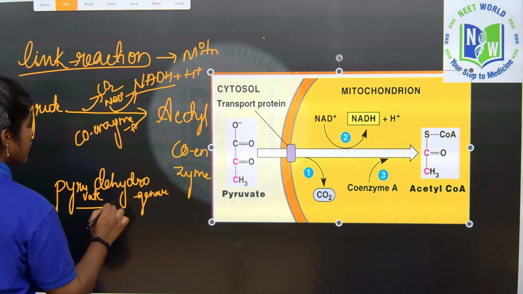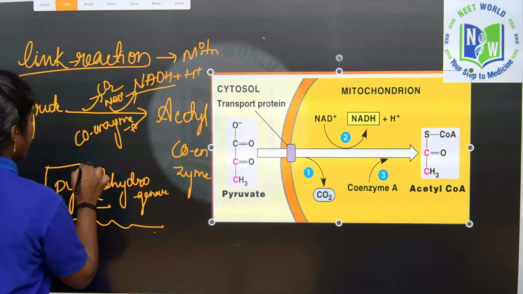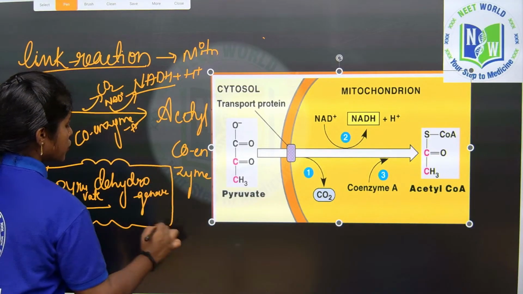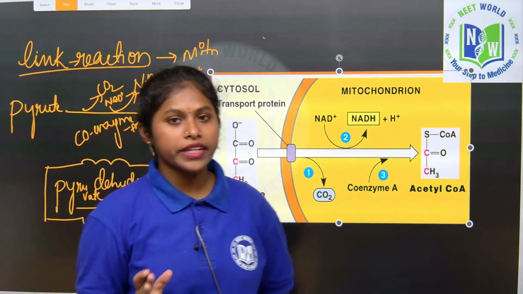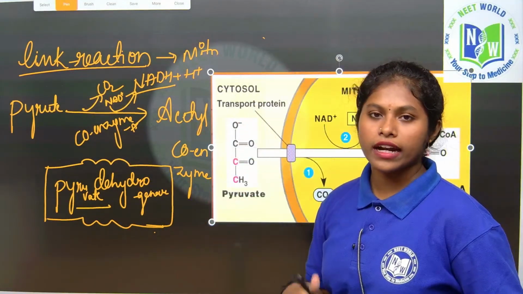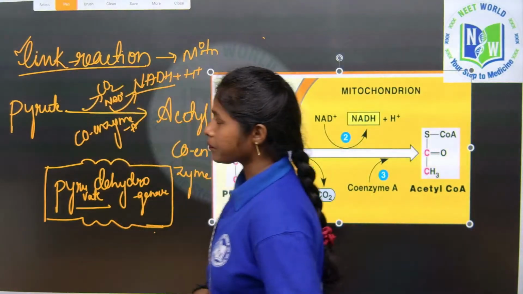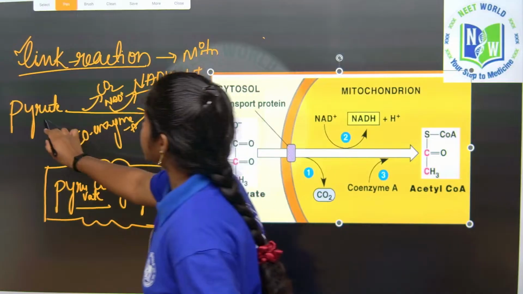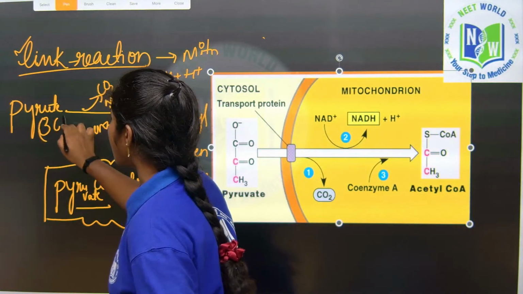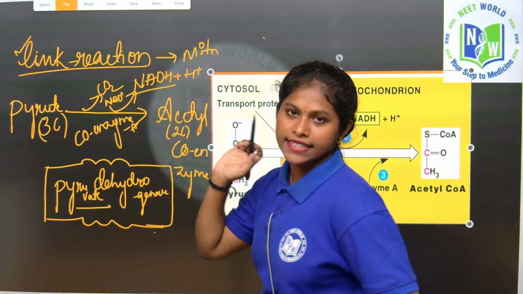Why does it happen only in mitochondria? This pyruvate dehydrogenase enzyme is specially present in the mitochondrial matrix. Got it? If you do not understand this reaction, you cannot understand the Krebs cycle. That is why the link reaction is very important. Pyruvate is a 3 carbon compound. Acetyl-CoA is a 2 carbon compound because 1 carbon dioxide is removed.